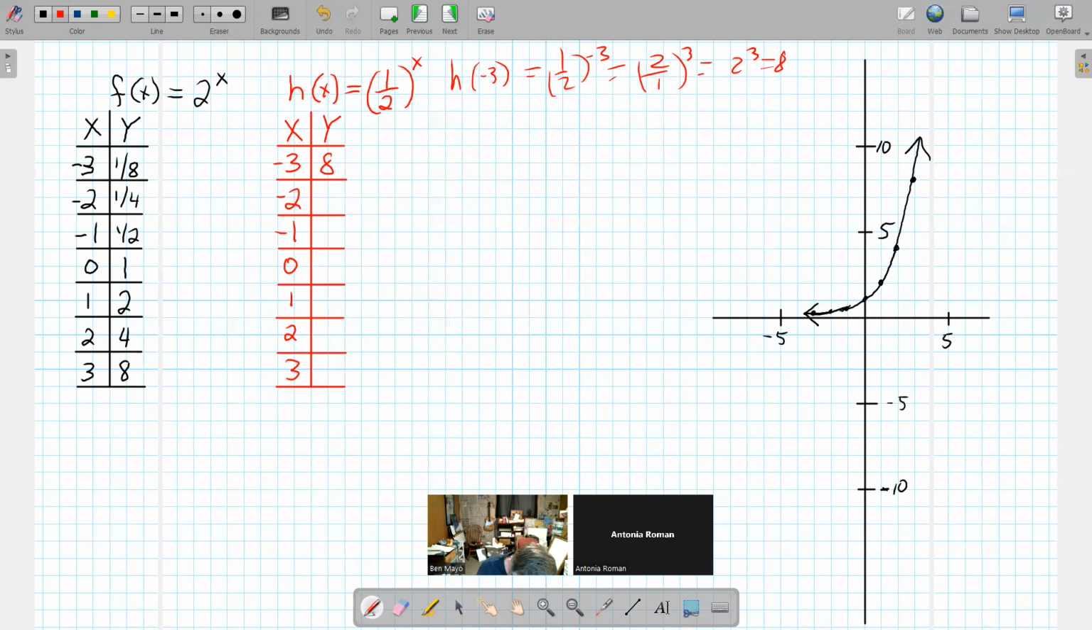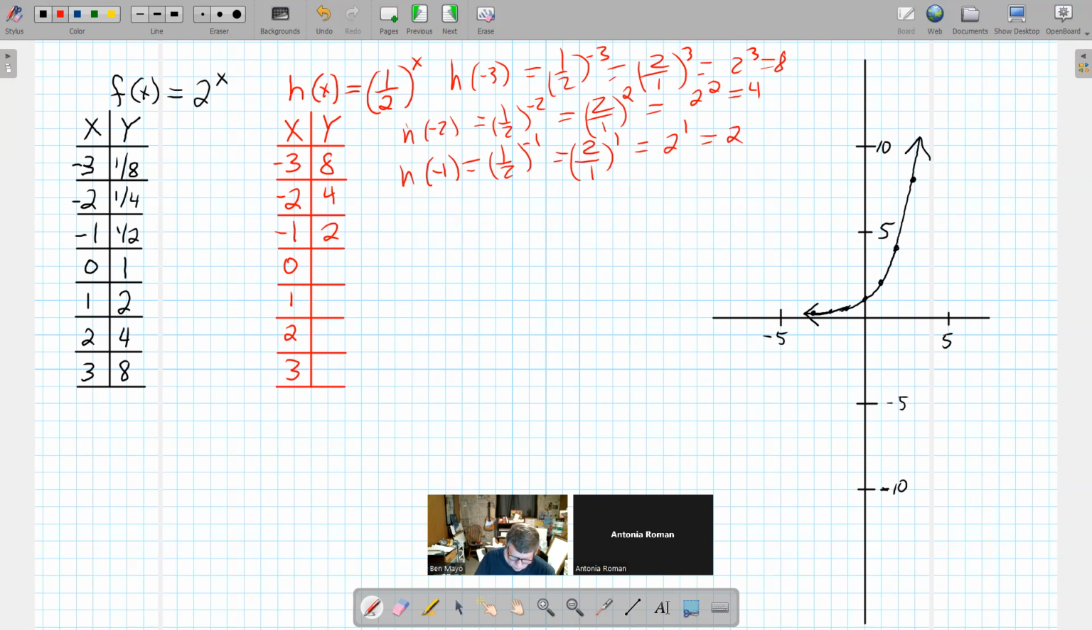If x is -2, h of -2 is 1/2 to the -2 power, which is 2 over 1 to the +2 power, which is 2 squared or 4. If x is -1, h of -1 is 1/2 to the -1 power, which is 2 over 1 to the 1 power, which is 2 to the 1 power, which is 2. If x is 0, h of 0 is 1/2 to the 0 power, which is 1.